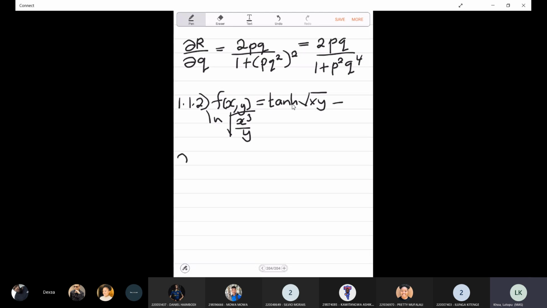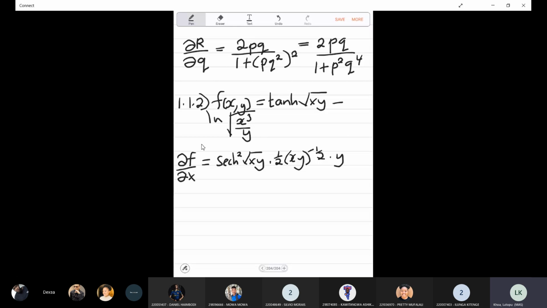So we start with df dx. So the derivative of tanh, as we know, is sech squared. And then multiply by the derivative of the square root, which is a half xy to the power of minus a half. And then we multiply by the derivative of xy, which is y. So that is the derivative of the hyperbolic tan of the square root of xy.